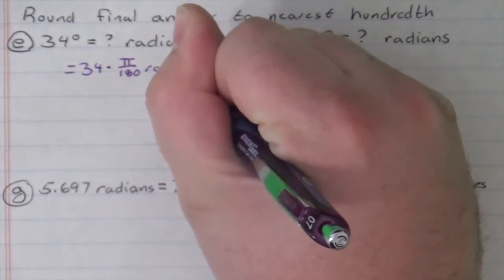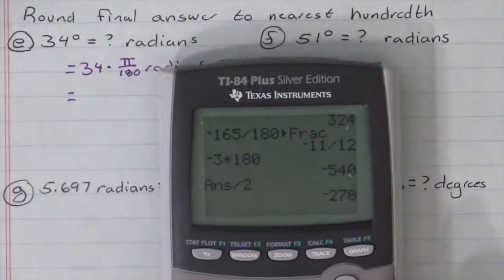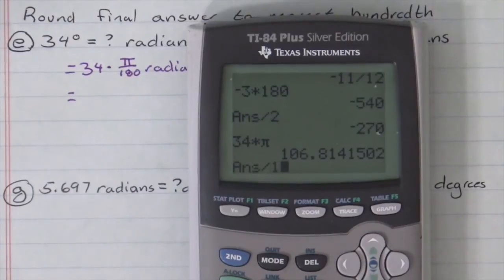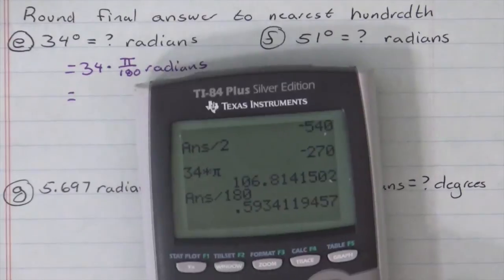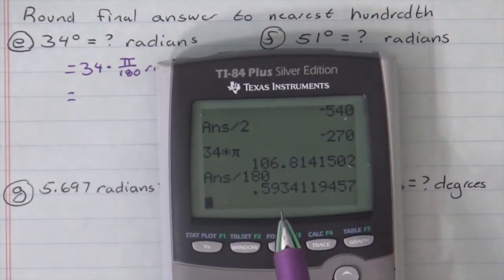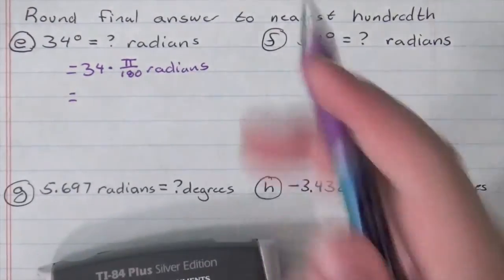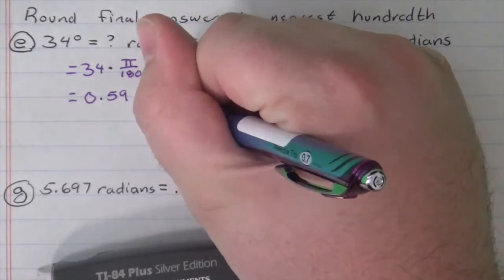So let's go ahead and work this all the way out. In our calculator, 34 times pi divided by 180, and then it tells me to round to the nearest hundredth. Here's my 10th spot right here. There is my 100th spot, and that 3 tells that 9 to stay the same. All the numbers here become zeros and get dropped. So our final answer is 0.59 radians.